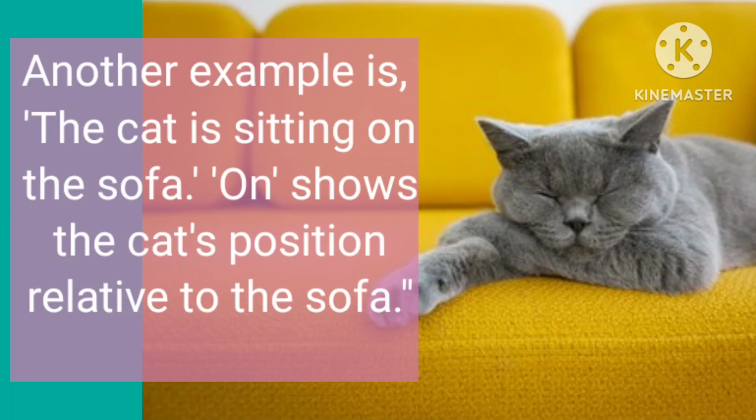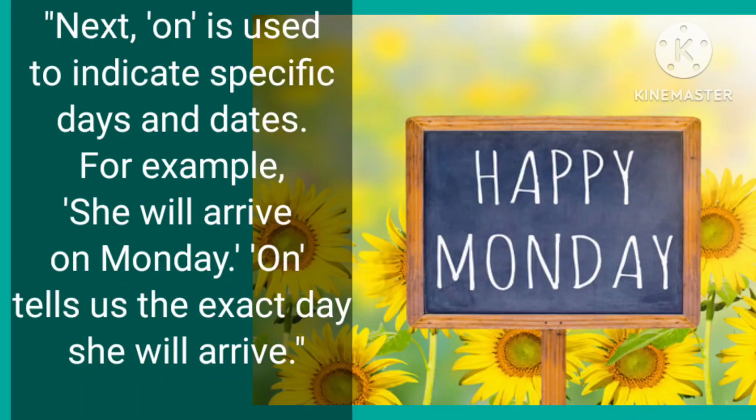Another example is the cat is sitting on the sofa. On shows the cat's position relative to the sofa. Next, on is used to indicate specific days and dates. For example, she will arrive on Monday. On tells us the exact day she will arrive.